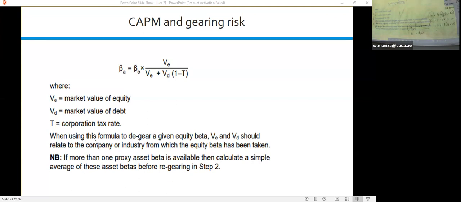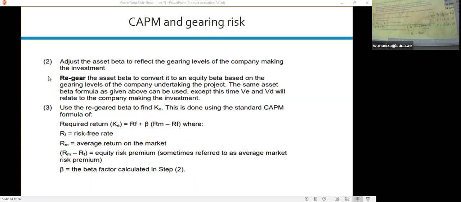So they say, when using the formula to de-gear a given equity beta, VE and VD should relate to the company or industry from which the equity beta has been taken. And when you are re-gearing, re-gear the asset beta to convert it to an equity beta based on the gearing levels of the company. The same asset beta formula as given above can be used, except this time VE and VD will relate to the company making the investment. So this is the difference basically.